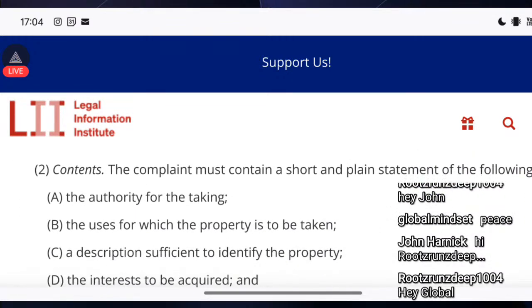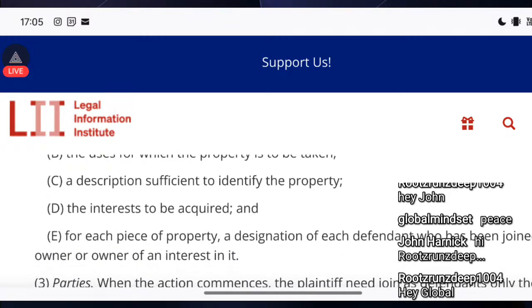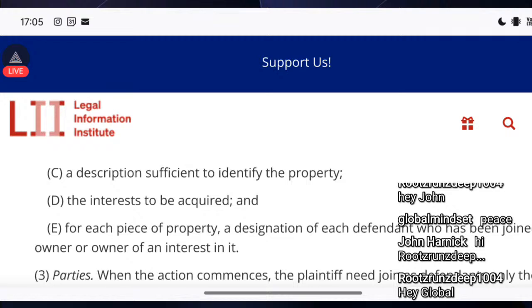Contents. The complaint must contain a short and plain statement of the following. A. The authority for the taking. B. The uses for which the property is to be taken. C. A description sufficient to identify the property. D. The interests to be acquired. And E. For each piece of property, a designation of each defendant who has been joined as an owner or owner of an interest in it.